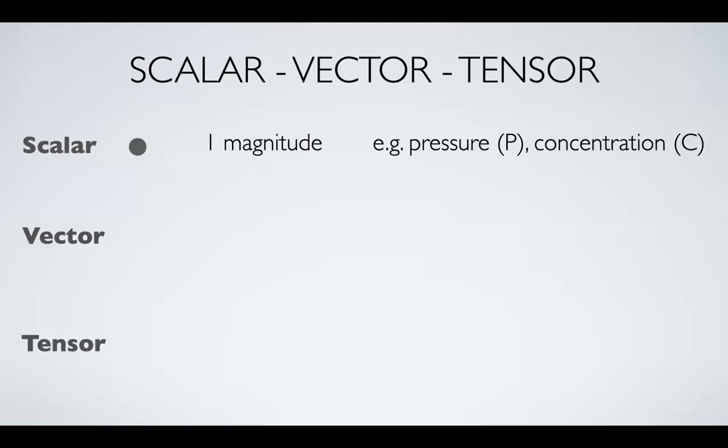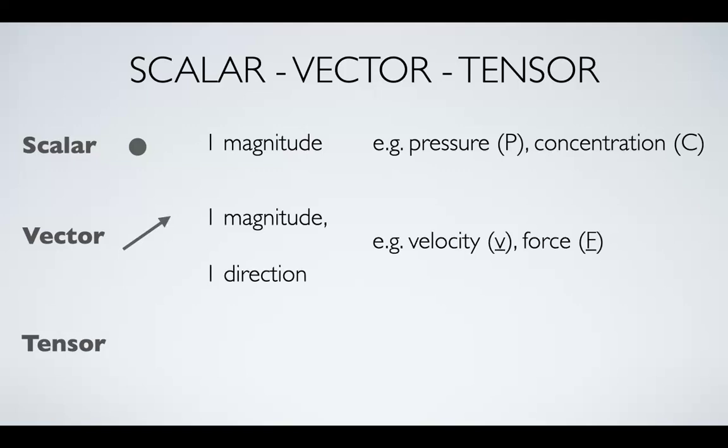Next is vector. A vector has a magnitude and also a direction. So it has a magnitude and also specifies the direction it is going to. For example, velocity, force. Velocity is moving to somewhere. Force, what direction is the force applied in?